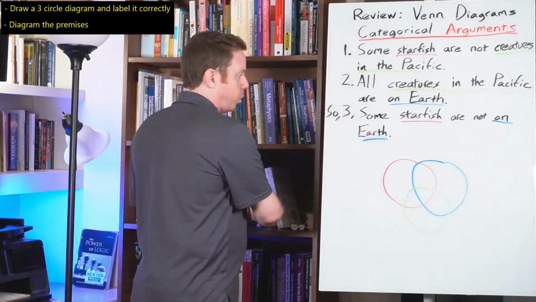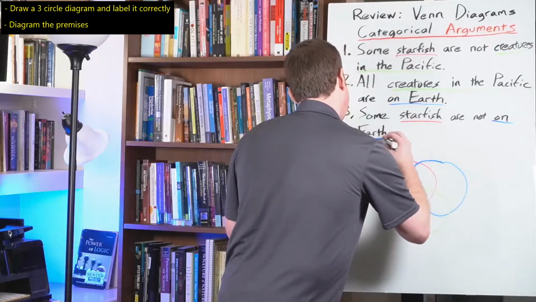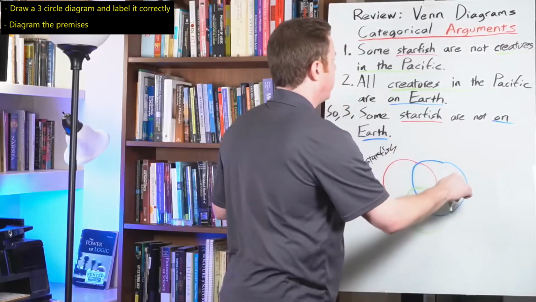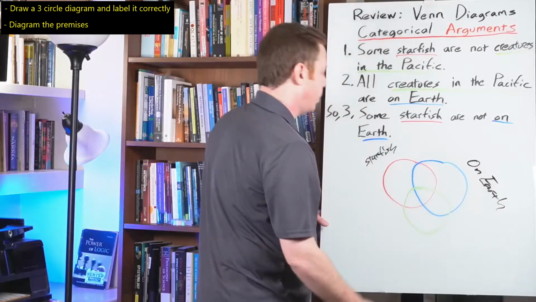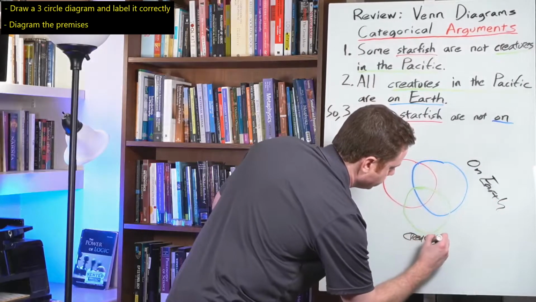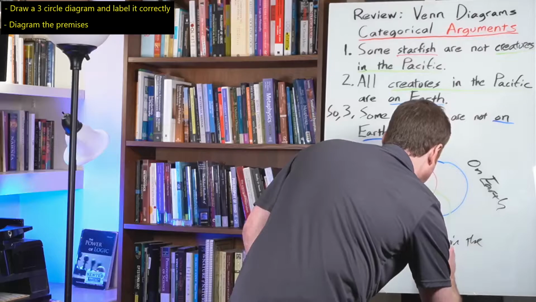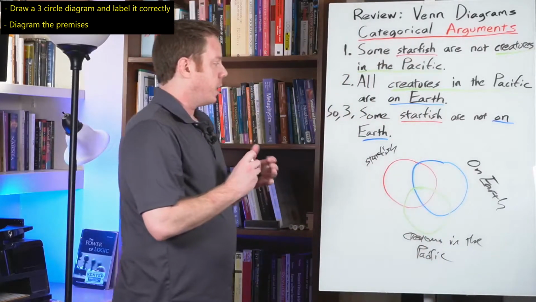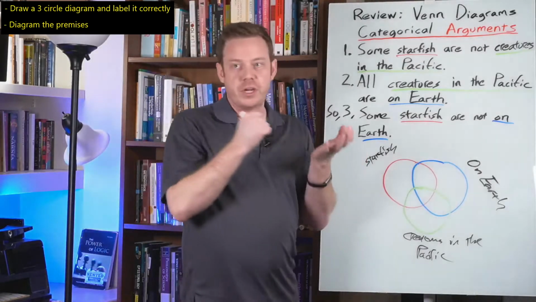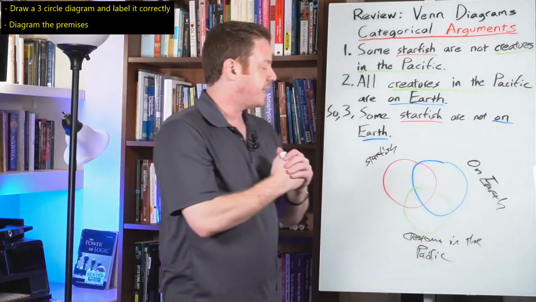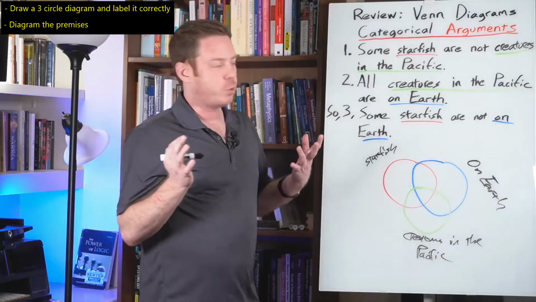And we'll go ahead and label them just to be extra clear. So we got starfish up here, and on Earth, and on the bottom we got creatures in the Pacific. All right, so now we need to start. We've completed the first thing, right? We've drawn our circles correctly, and labeled them correctly, doing it the standard way.